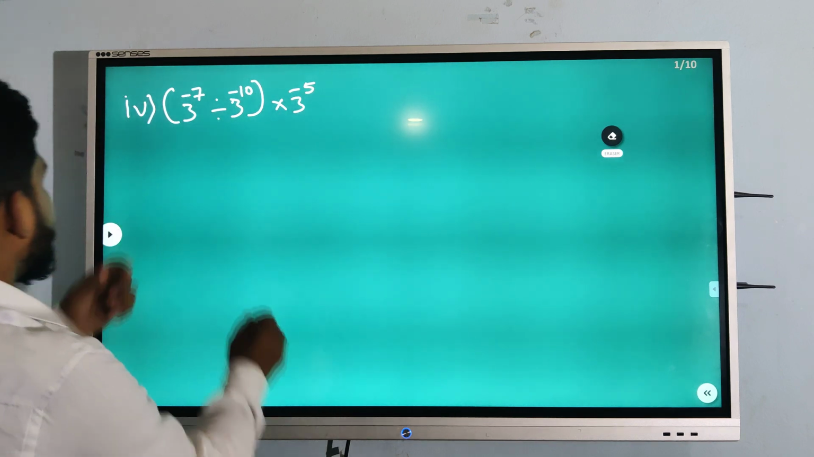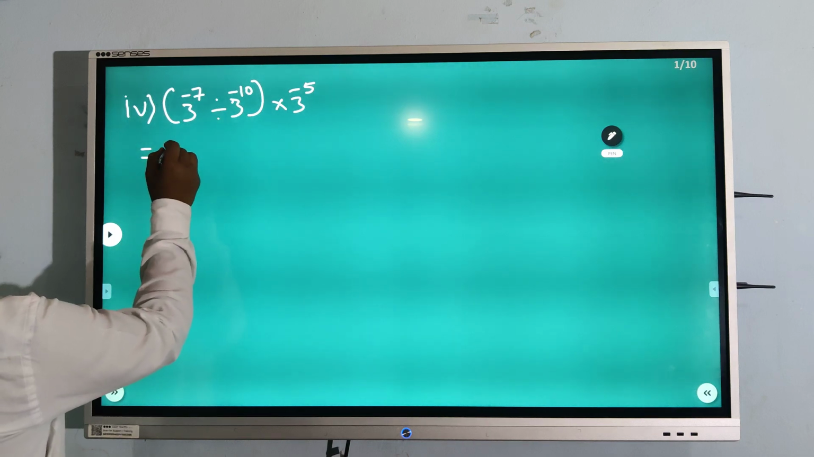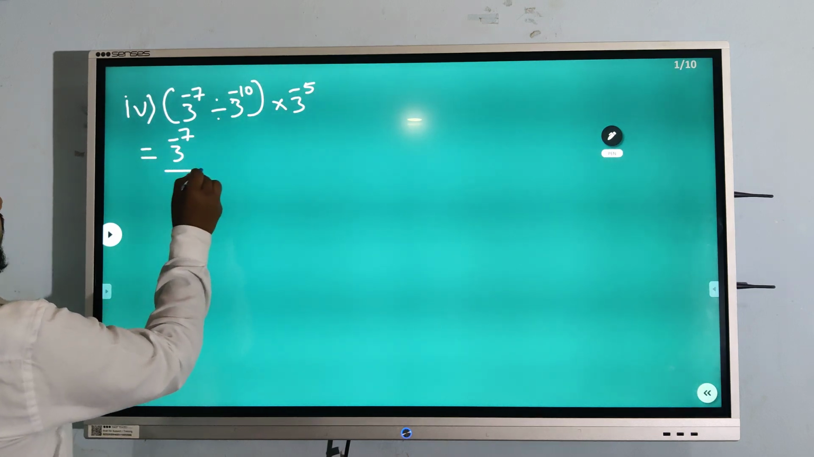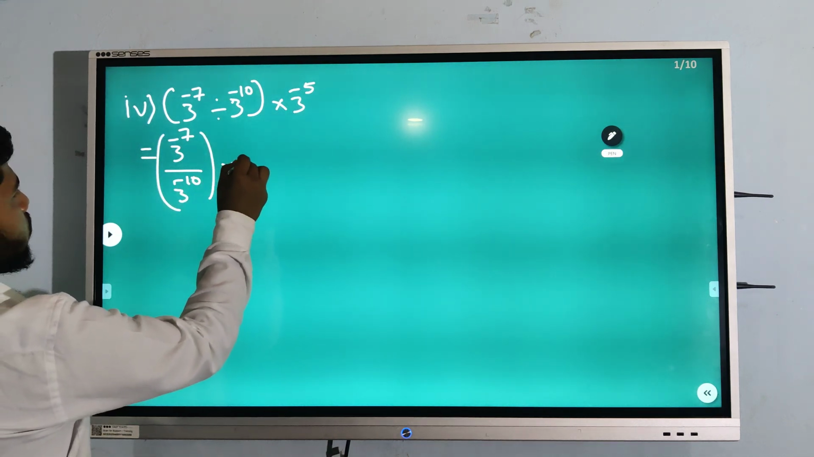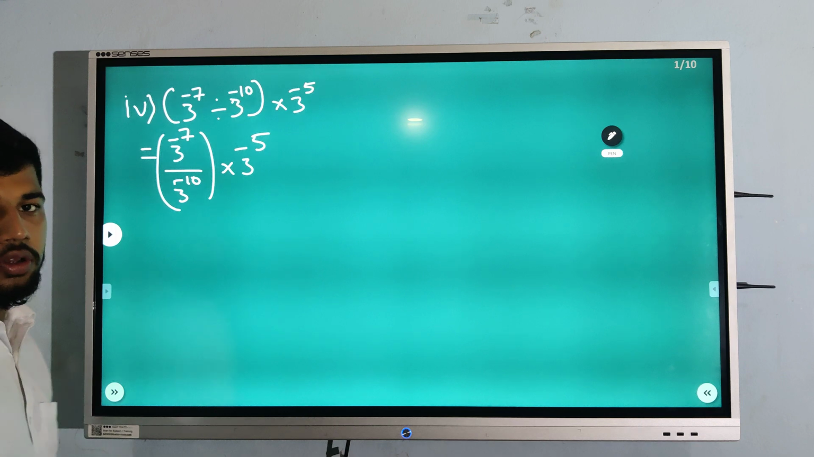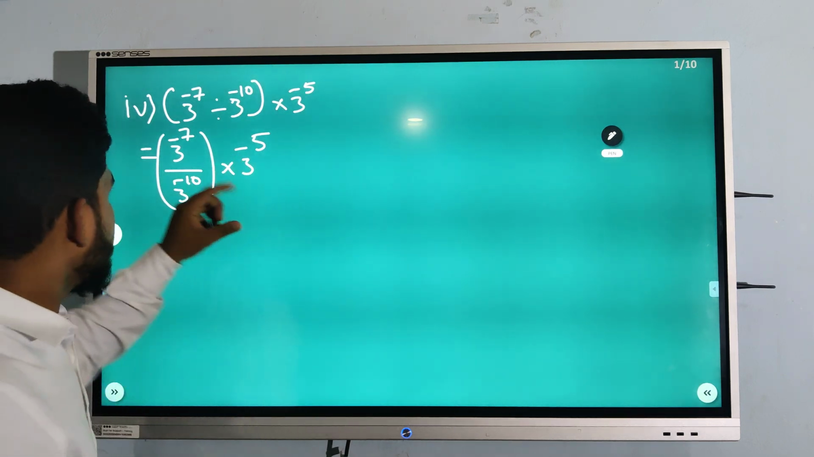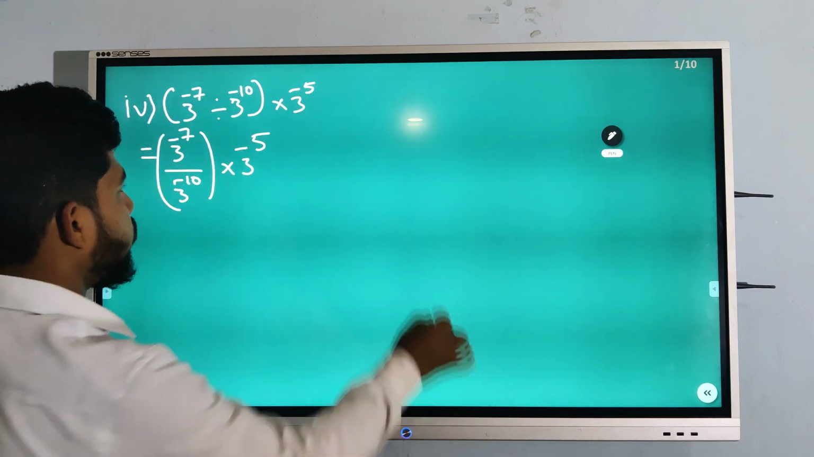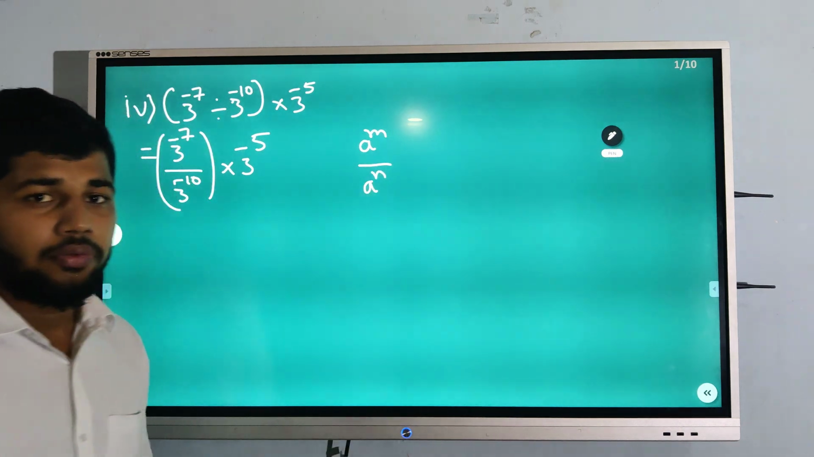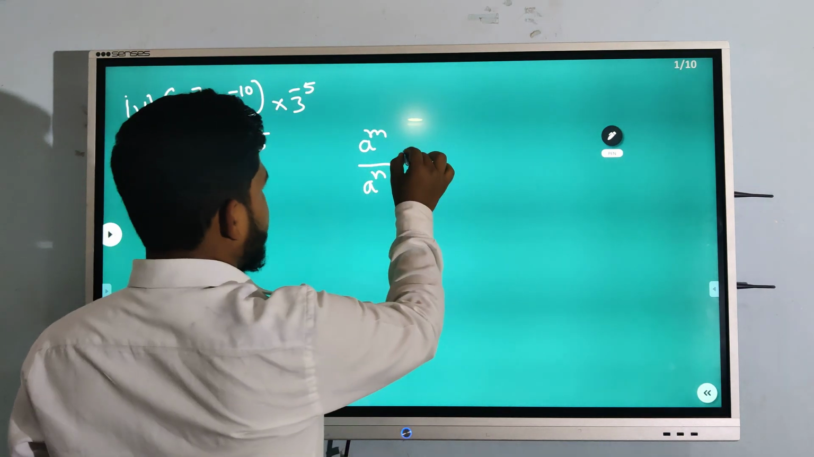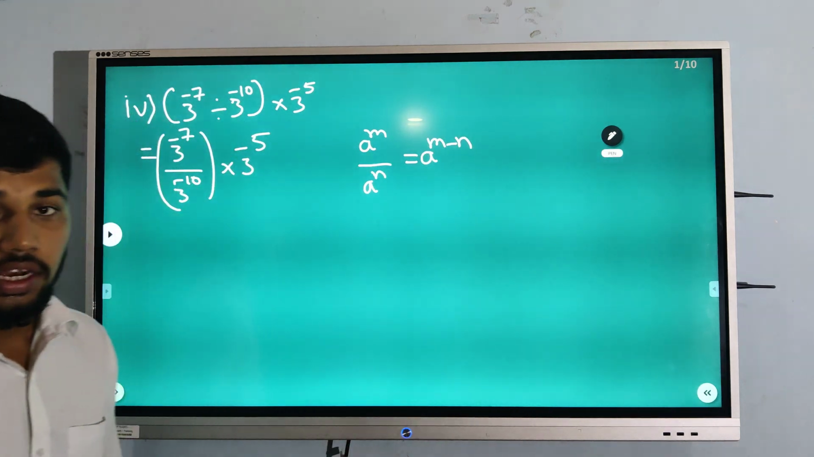Now, we can write this as (3 raised to minus 7 by 3 raised to minus 10) into 3 raised to minus 5. By looking at the equation, we can understand it is in the form of a raised to m by a raised to n. a raised to m by a raised to n is equal to a raised to m minus n.